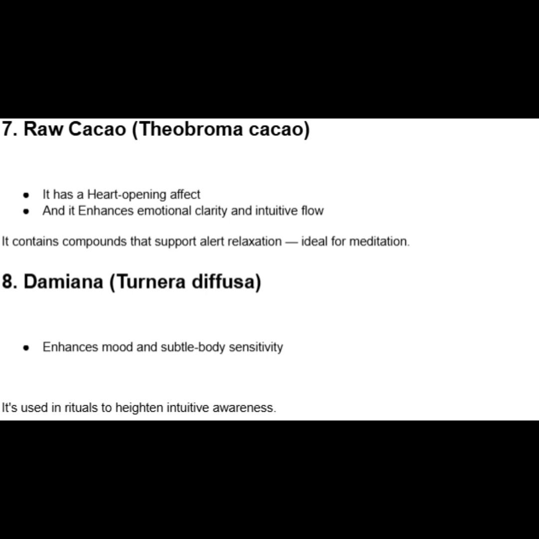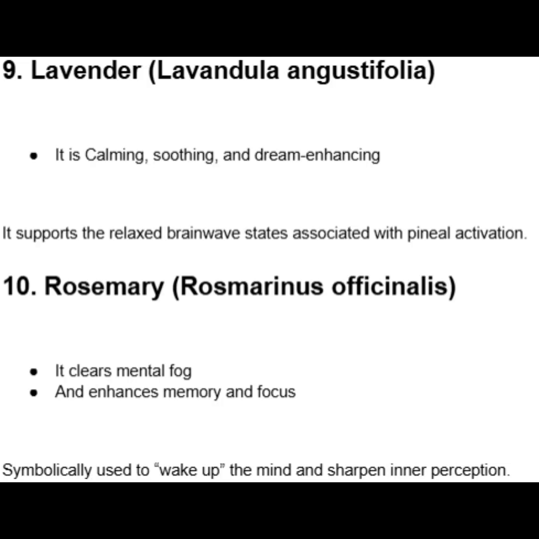7. Raw cacao. It has a heart-opening effect and it enhances emotional clarity and intuitive flow. It contains compounds that support alert relaxation, ideal for meditation. 8. Damiana. Enhances mood and subtle body sensitivity. It's used in rituals to heighten intuitive awareness. 9. Lavender. It is calming, soothing, and dream-enhancing. It supports the relaxed brainwave states associated with pineal activation. 10. Rosemary. It clears mental fog and enhances memory and focus. Symbolically used to wake up the mind and sharpen inner perception.